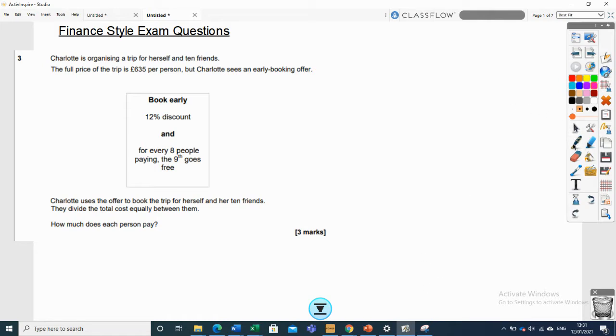Number 3 is about Charlotte, and she's organising a trip for herself and 10 friends. Full price of the trip is £635 per person. But she sees an offer. Charlotte uses offers to book the trip for herself and 10 friends, then divides the total cost equally between them. How much does each person have to pay?